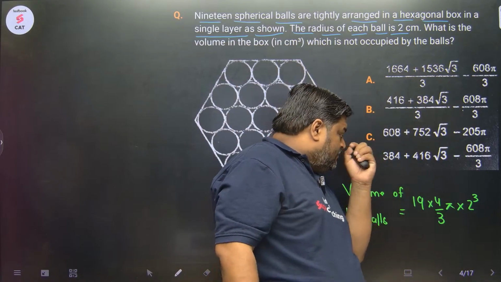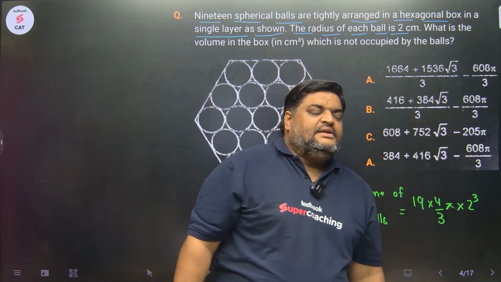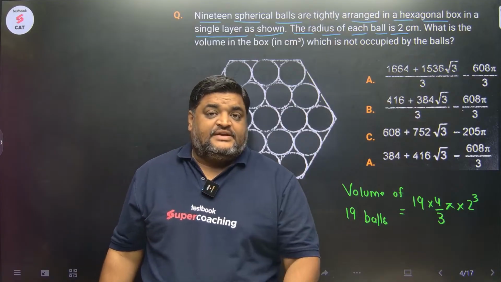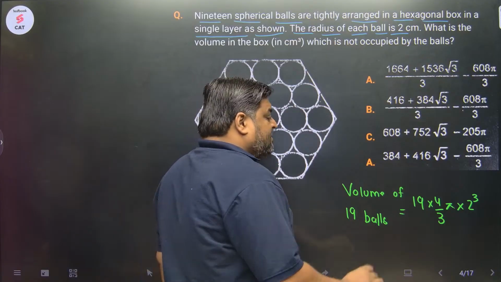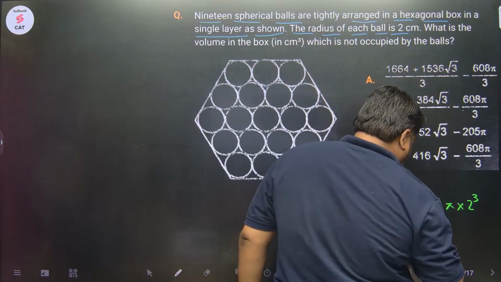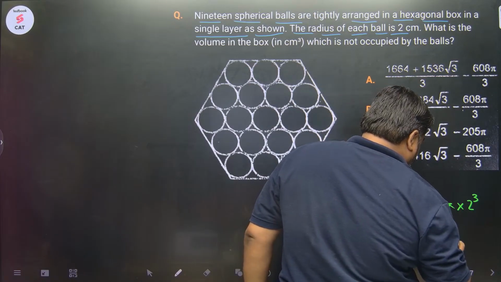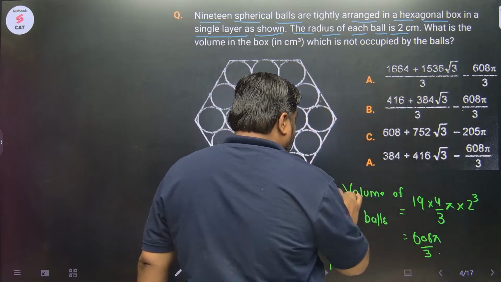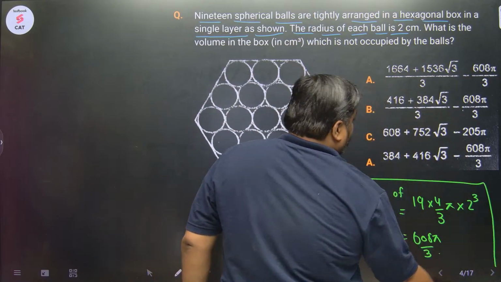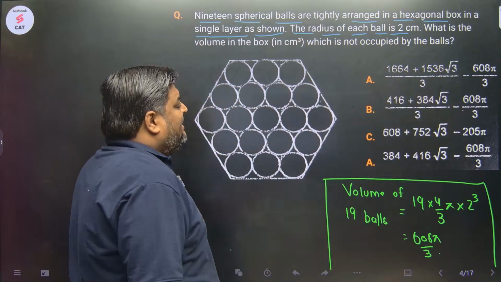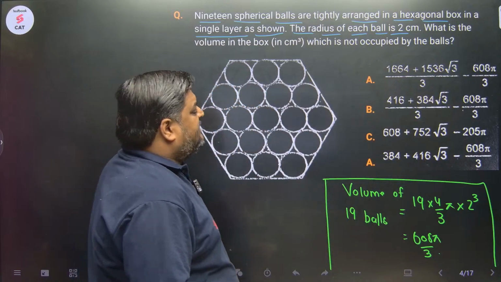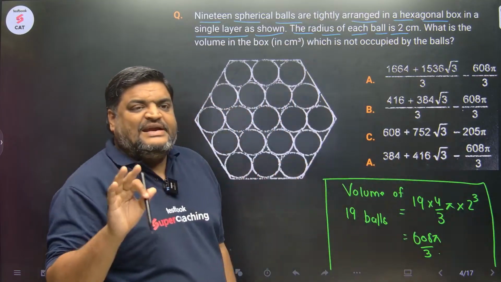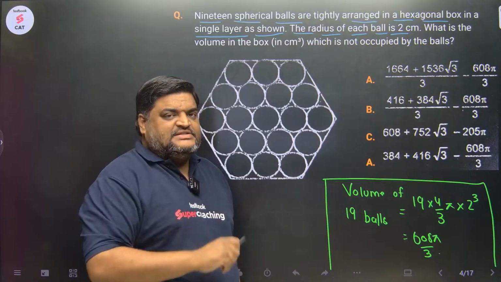19 into 8 for the 32. 19 into 32. 32 into 19 is 570 plus 38. 608 pi by 3. This is the volume of the balls. So somewhere, if you want to take a guess, C it seems could not be the answer. Meaning there are very bright chances that C is not the answer.